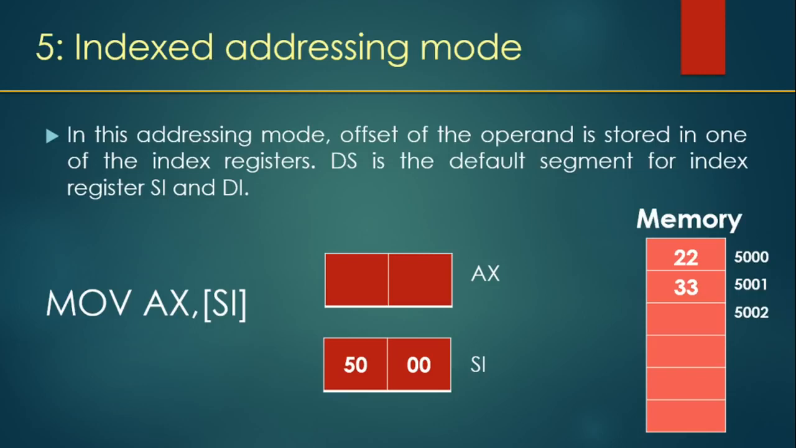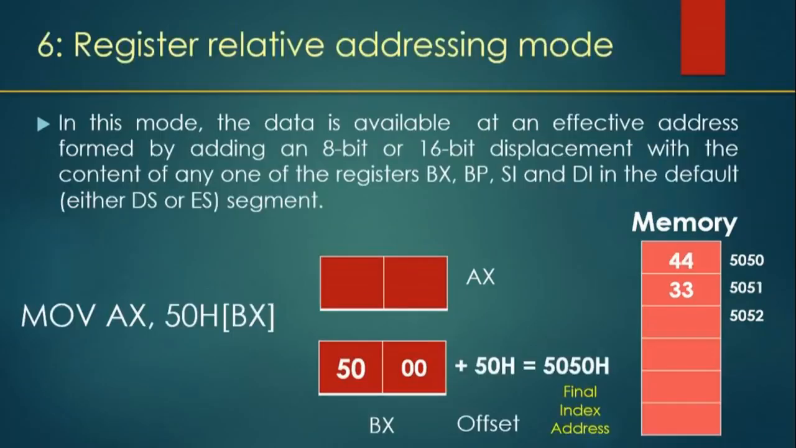In the last addressing mode, we saw that the offset was given inside a register. And in this addressing mode, the offset is given inside an index register, that is SI or DI. So as you see in the example, MOV AX, SI. SI is pointing at a memory location and SI is an index register. From that memory location, data will get copied to the AX register. If you see the animation, from 5000 and 5001, the data has been copied to the AX register.